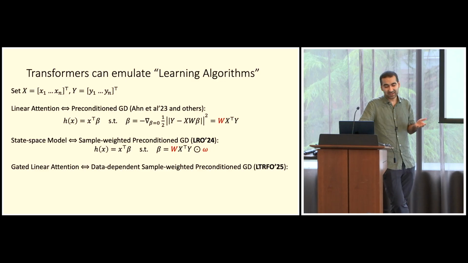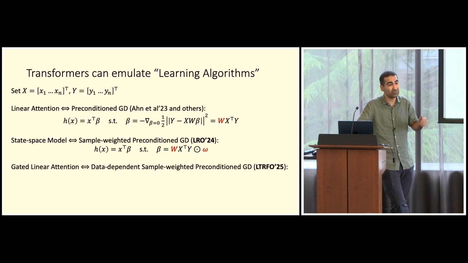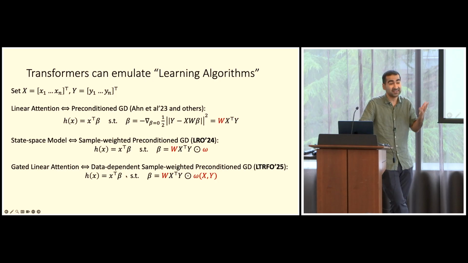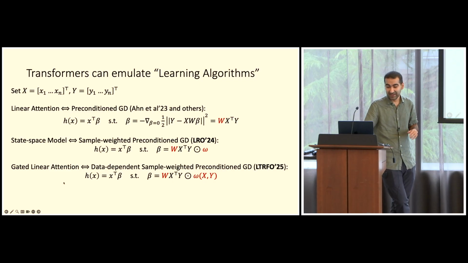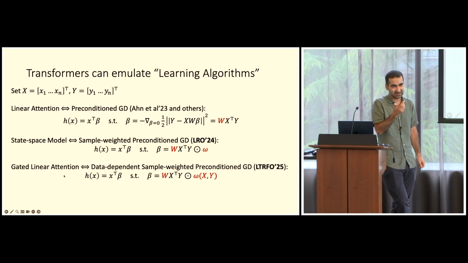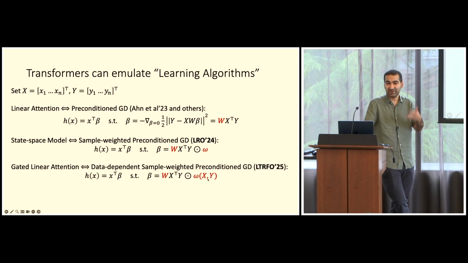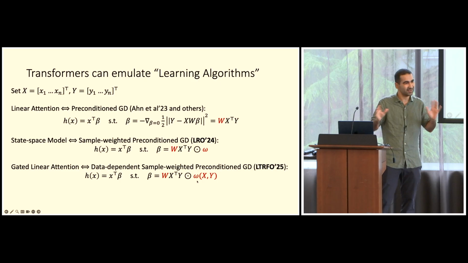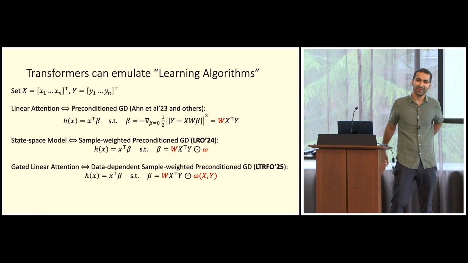When we study gated linear attention architectures, what we can show, and this is abusing the notation a little bit, is that they can learn sample-weighted preconditioned gradient descent where omega is data dependent. So in some sense, a state space model is learning a fixed omega, whereas gated linear models, because of the gating mechanism which weights the context, are able to learn a weighting which adapts to x and y. Obviously, the analysis gets messy and requires some assumptions, but this is the high-level hierarchy.